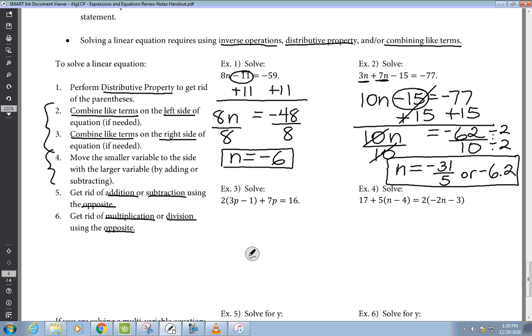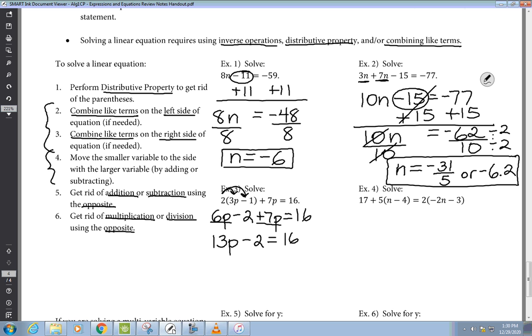Alright, so, example 3. Example 3, now we have a situation in which we have parentheses, so let's take care of those. So 2 would multiply times 3p, that's 6p. 2 times negative 1 is negative 2, plus 7p equals 16. Now we combine like terms. So 6p plus 7p is 13p, minus 2 equals 16.